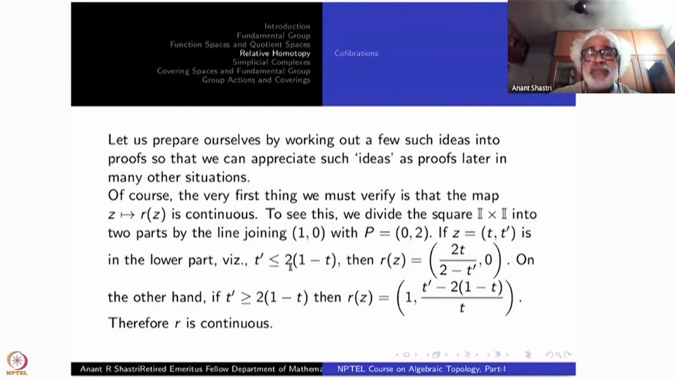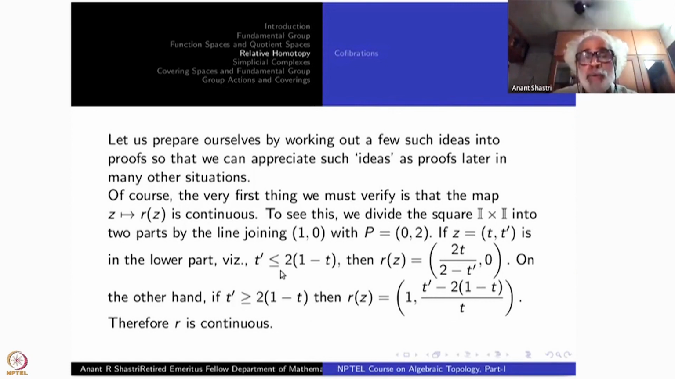Similarly, t' is less than or equal to twice 1 minus t, then rz is given by this formula. On the other hand, if t' is bigger than or equal to 2 into 1 minus t, then rz is this one. The first coordinate here is something, the second coordinate is 0, so it's on the x-axis. Here the first coordinate is 1, the second coordinate is this one. Avoid this equality; these inequalities give you the two divisions. This one will give you what I told you as the quadrilateral. This one gives you the triangle there.